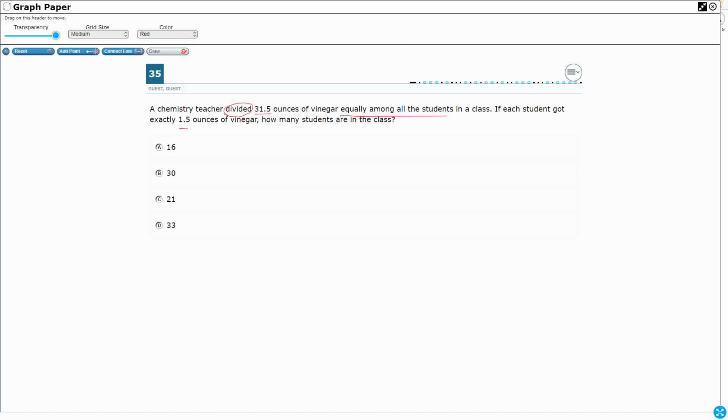All right, so let's draw a strip diagram just to represent this. This is our total. They give that to us, and so we're going to say 31.5. That's my total. And then each student got 1.5 ounces. So we're dividing into groups of 1.5. The question is, how many 1.5s can we get out of 31.5?